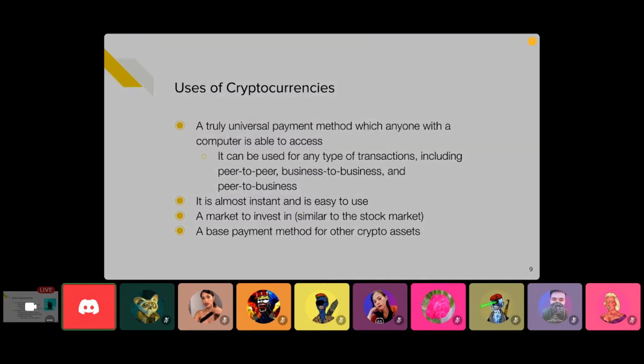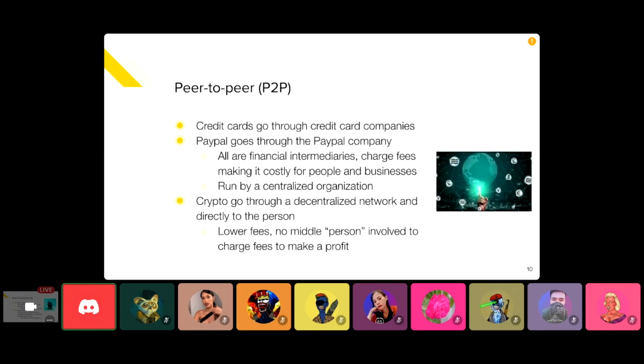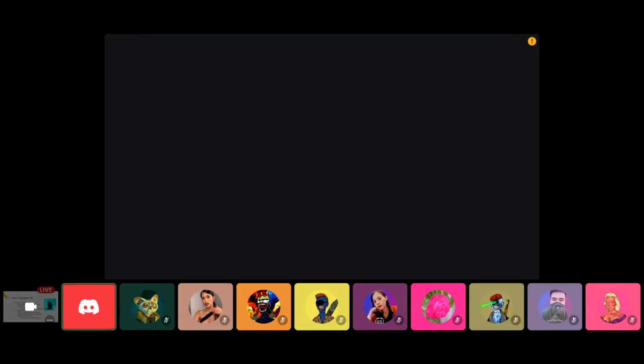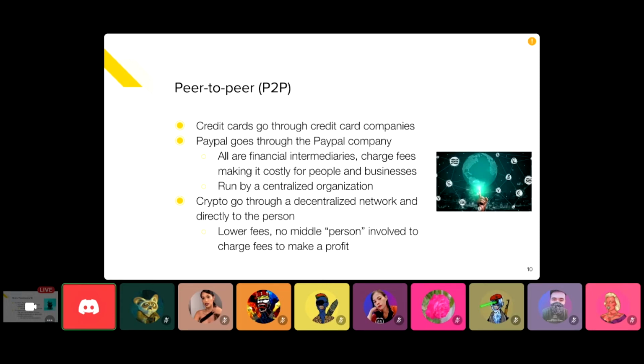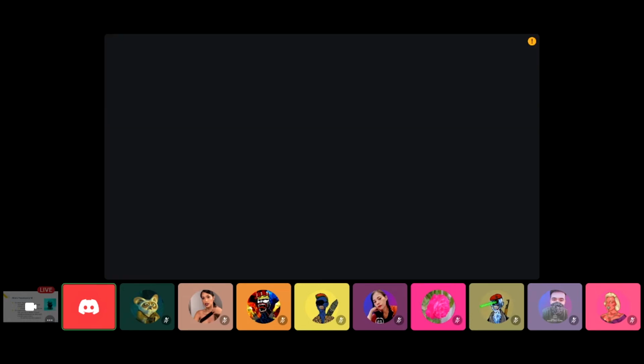Unlike credit card transfers that have to go through credit card companies, or payment systems like PayPal that have to go through the PayPal company itself, crypto transfers go through a decentralized network, and then go directly to the recipient.